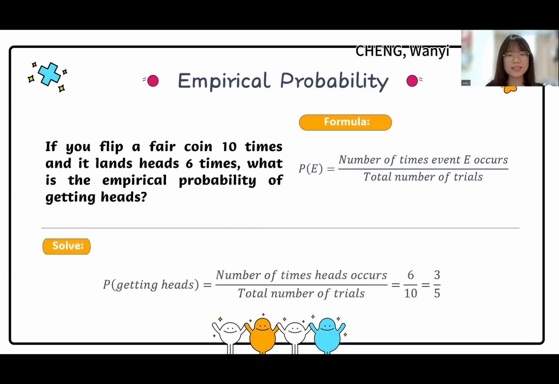Great. The result is equal to 3 out of 5 because the event in this example is getting heads. So the number of times the event occurs is equal to 6, and the total number of trials is equal to 10. So the result is equal to 6 out of 10, equal to 3 out of 5.